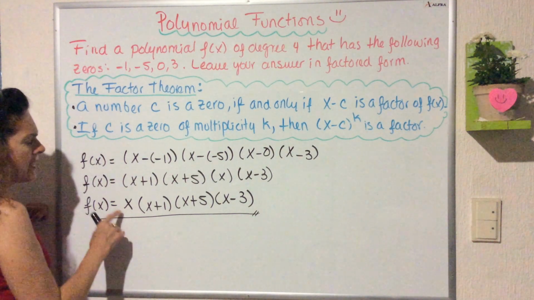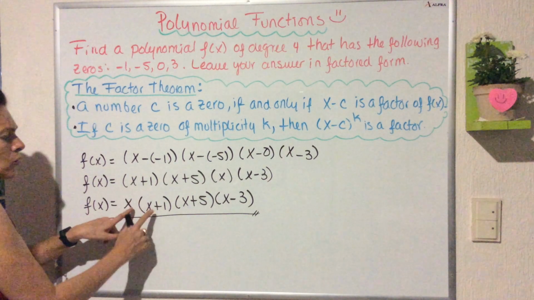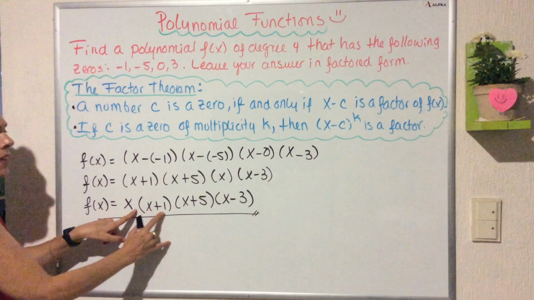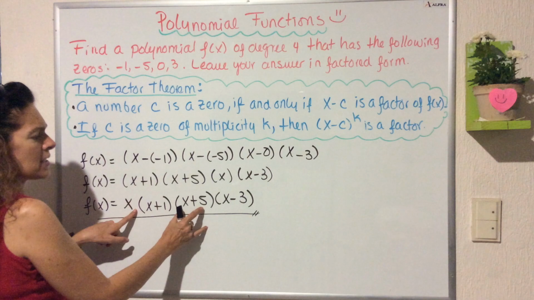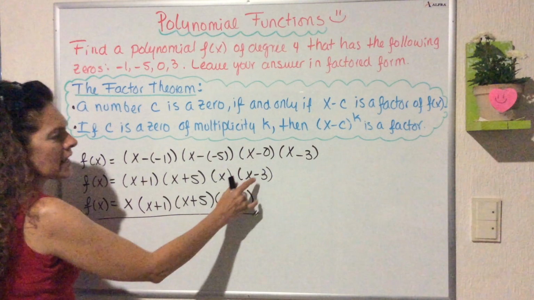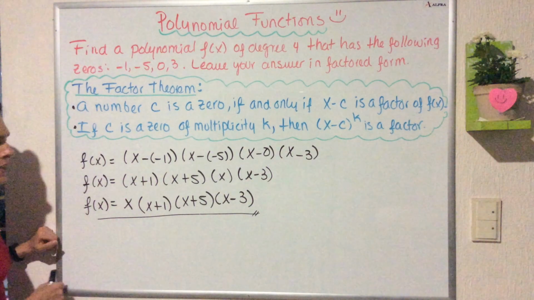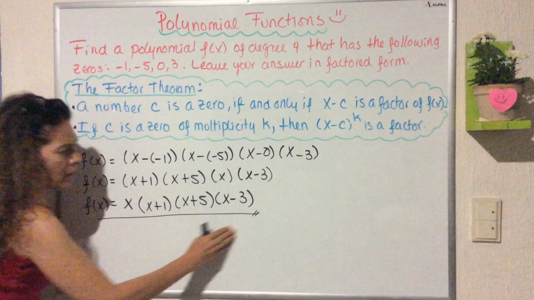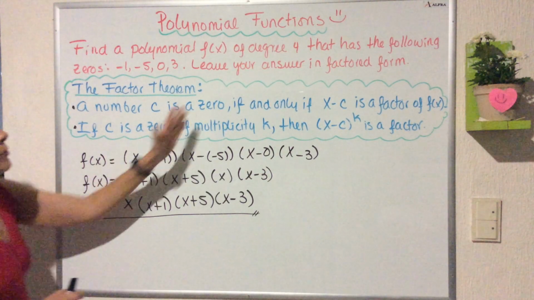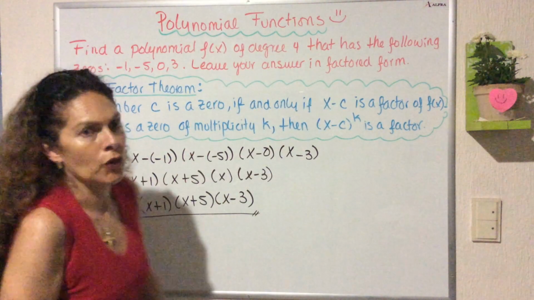So we write it like this, x times the first factor, which is x plus 1, times the second factor, which is x plus 5, times x minus 3, which is the last factor. And this is the final answer, because you have to give the answer in factored form.